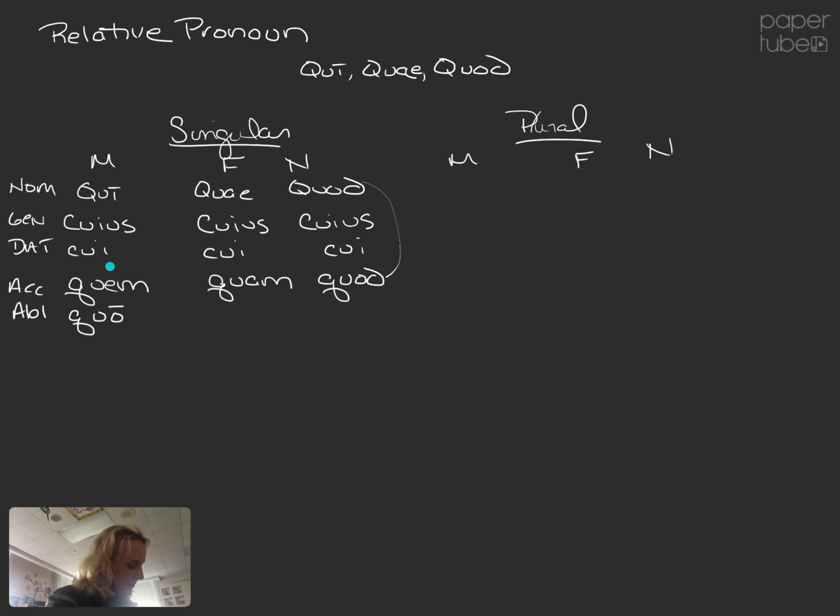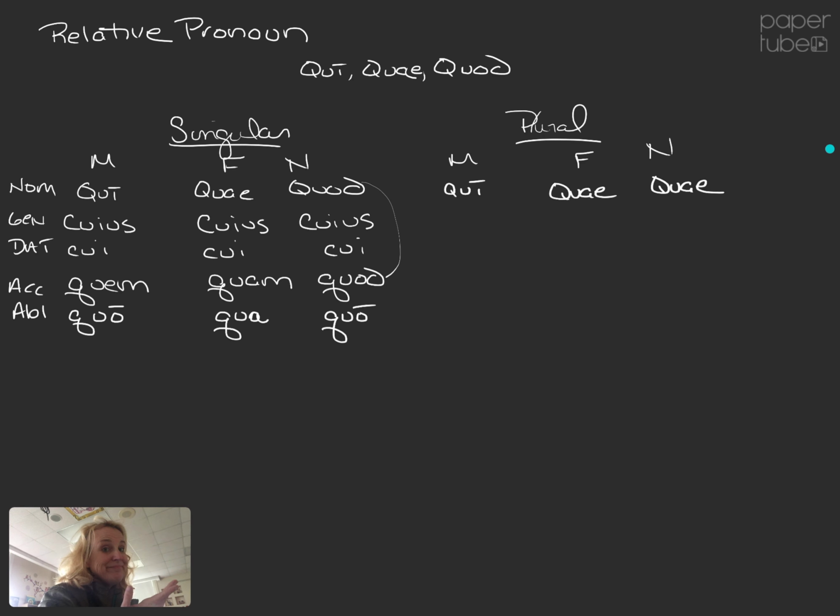Quo, qua, quo. And then our plural, we see the qui carries over, quae, quae. I have no idea how those neuters ended up with the extra E. We don't have a qua with the short A, so maybe that is a hard thing to say. I don't know. Quorum, quarum, quorum.